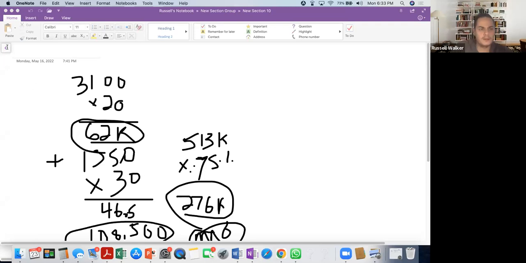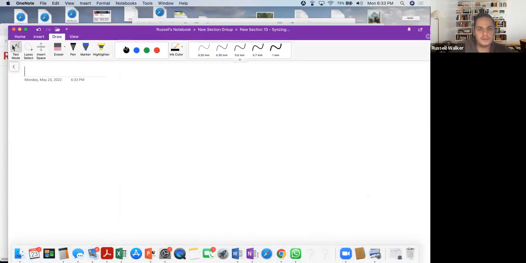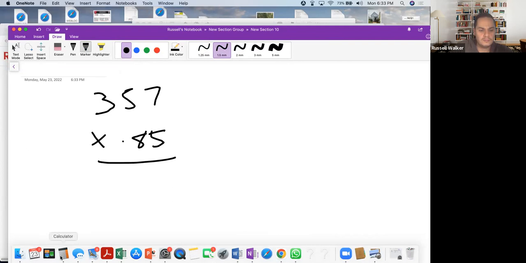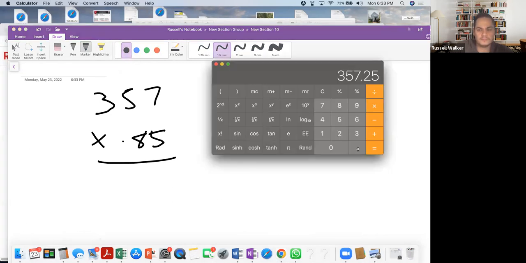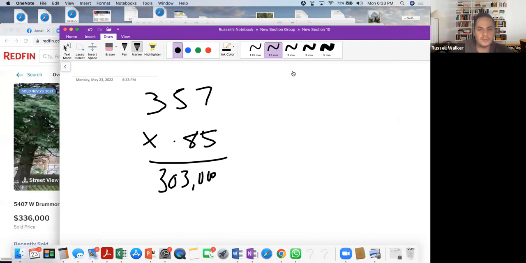The formula for a sandwich rent to own is 85% of ARV, right? Minus rehab costs. So we take the 357 times 0.85, and then we get 303. And then you want to subtract out the rehab, right?